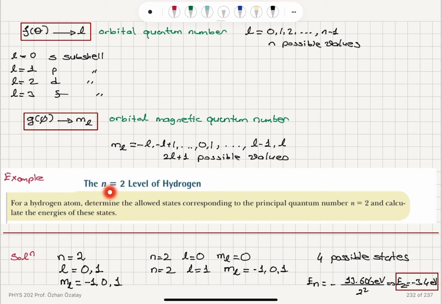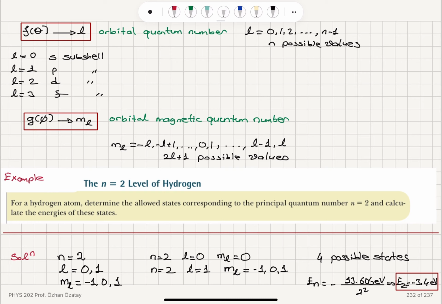So for the n equals 2 hydrogen atom, we have possible L values 0 and 1. If L is equal to 0, M sub L can only take a value of 0. If L is equal to 1, M sub L can take values between minus L and plus L, so minus 1, 0, 1. So 2, 0, 0; 2, 1, minus 1; 2, 1, 0; 2, 1, 1. Total 4 possible states. Corresponding energy is minus 13.606 divided by principal quantum number squared, that is minus 3.4 eV.